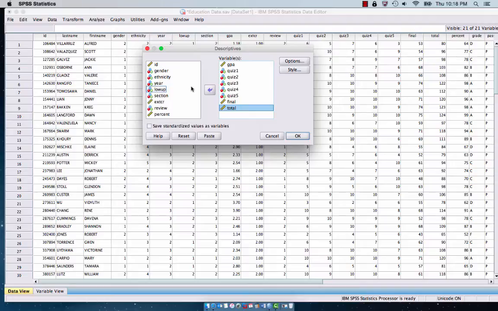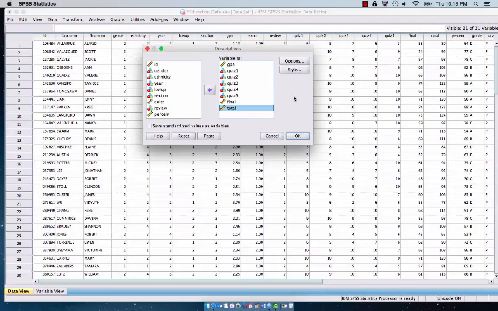It really doesn't do us any good to move over gender because gender is either male or female, and so an average value for gender is not going to help us or describe any characteristic of that variable. Just like ethnicity. Ethnicity is categorized as Caucasian, Black, Hispanic, Asian. And to get an average value for ethnicity is really fairly meaningless.